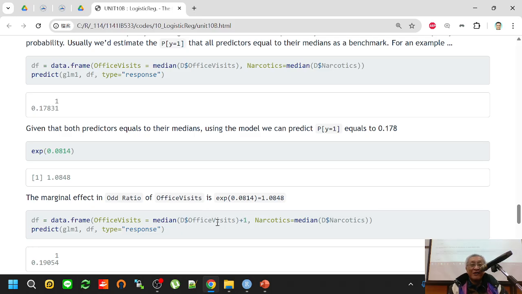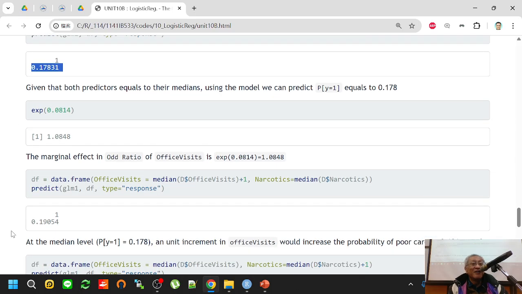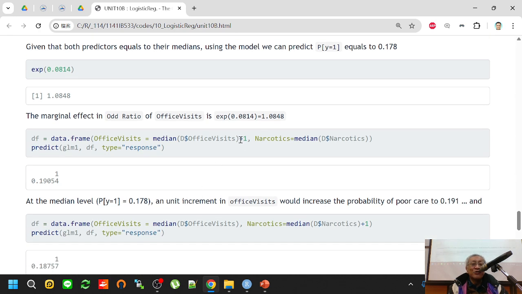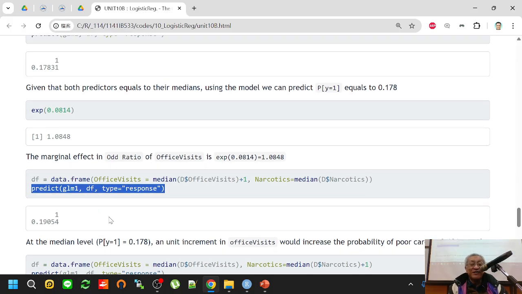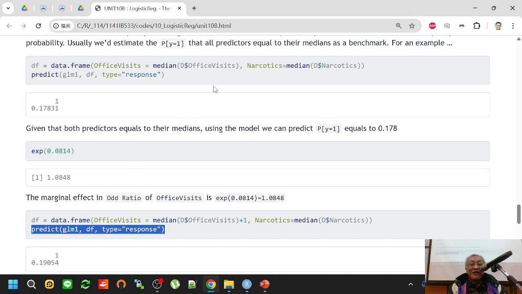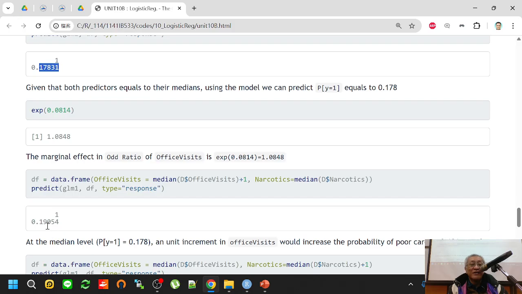Here I add 1 to the median of x1, so here is x1, x2, and you do the predicted probabilities this way. And here, sorry, I add 1 to the median of x1, and you do the prediction again. So as you can see, when x1 increased by 1, the probability would increase from 0.178 to 0.190.